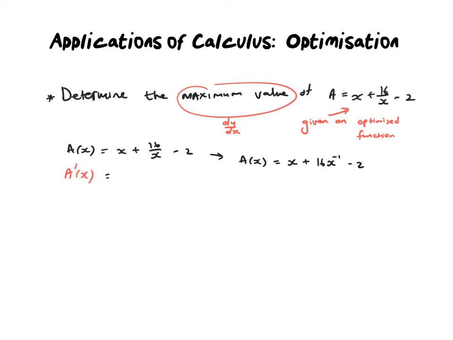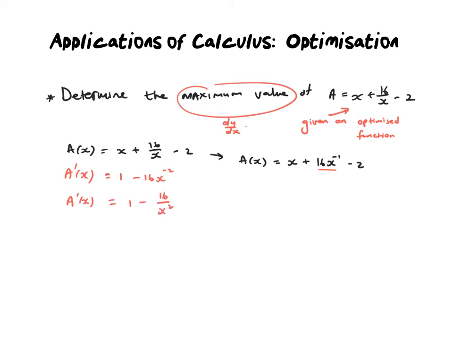What's the derivative of x? That will be 1. What's the derivative of 16x to the power of minus 1? That will be minus 16x to the power of minus 2. Multiply the exponent by the coefficient and subtract 1 from the exponent. And then what's the derivative of minus 2? What's the derivative of any constant? That will be 0. So therefore the derivative of A(x) is going to equal 1 minus 16 over x squared.